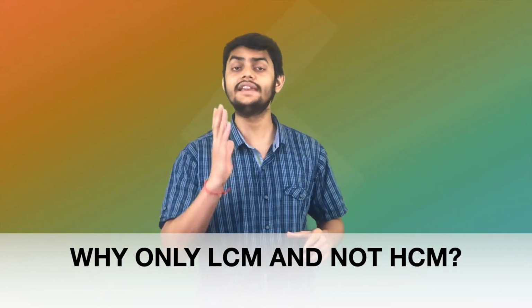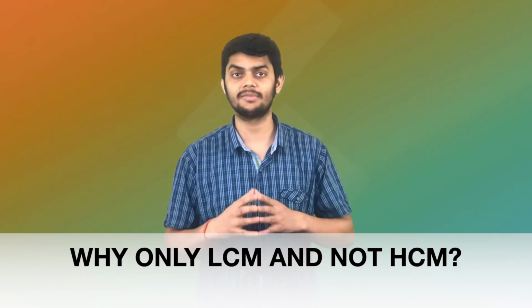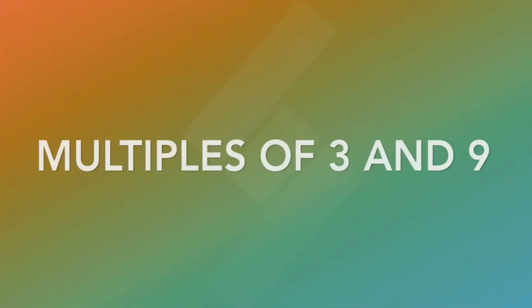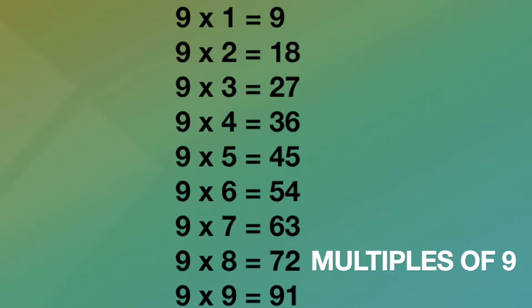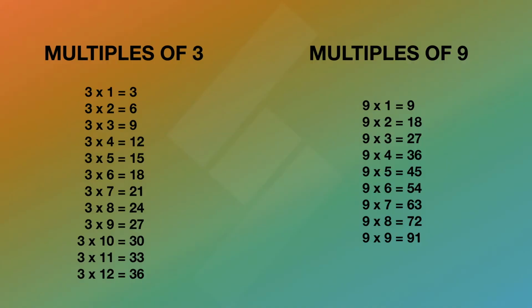Now, coming back to the concept of LCM, you may ask why only least common multiple and not the highest common multiple? Well, you know the answer. Just think about multiples. Let us take the multiples of 3 and 9. The multiples of 3 are 3, 6, 9, 12, 15, 18, 21 and so on. And the multiples of 9 are 9, 18, 27, 36 and so on. So the least common multiple of 3 and 9 will be 9, as 3 into 3 is equal to 9 and 9 into 1 is equal to 9.